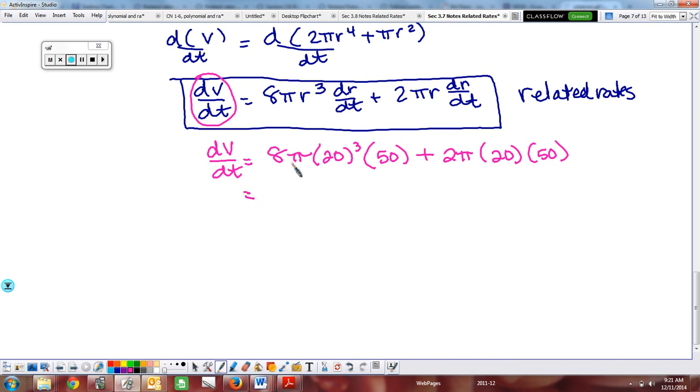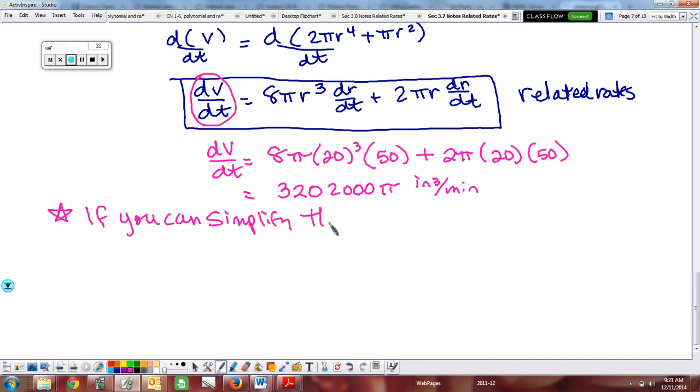And if you double check this, our 8 times 20 cubed times 50 plus 2 times 20 times 50, we should get the same answer that we got before, our 322,000 pi inches cubed per minute. So in general, let's make this as a note to yourself. If you can simplify the quantity equation by substitution, eliminating a variable of some sort, do that. Simplify early and often, okay? Because that's going to make the problem into an easier problem.